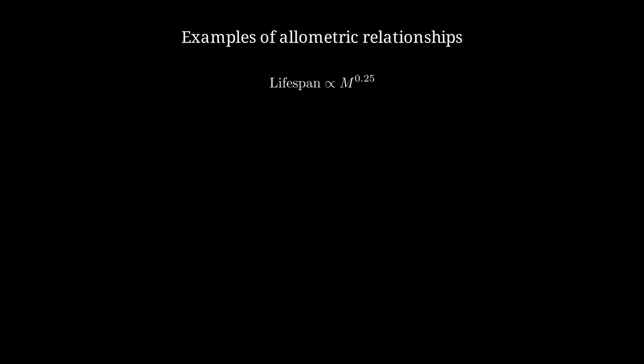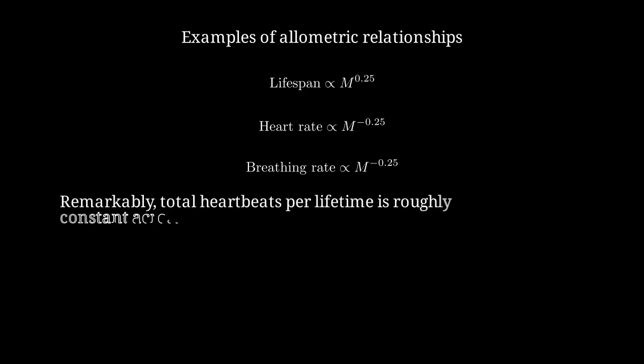Lifespan scales as mass to the 0.25 power. Larger animals tend to live longer. Heart rate scales as mass to the negative 0.25 power. Larger animals have slower heart rates. Breathing rate also scales as mass to the negative 0.25 power. Here's a remarkable fact. If you multiply lifespan by heart rate, you find that most mammals experience roughly the same total number of heartbeats in their lifetime, about 1 billion.